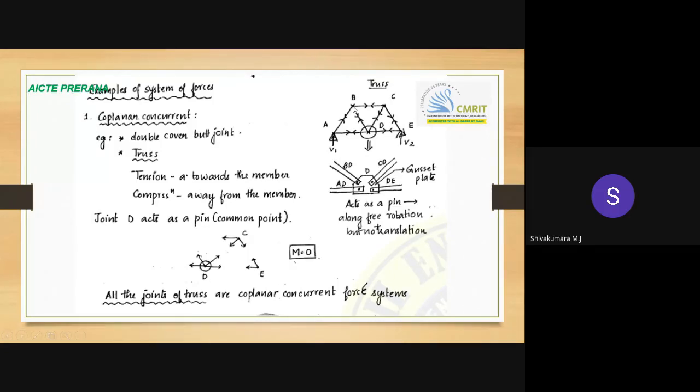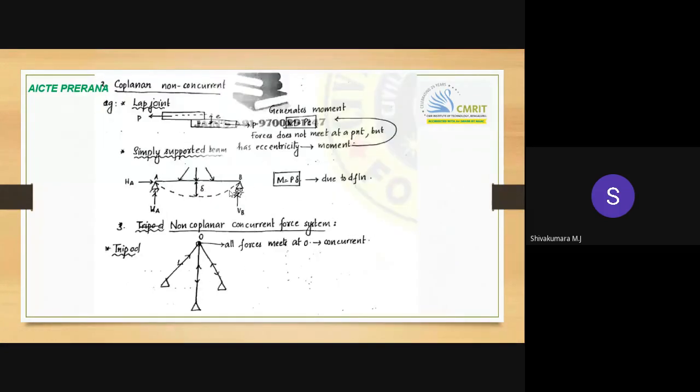And if you consider this as a two-dimensional truss, all these forces will lie in a single plane. Yes, sir. So when you consider a joint of this truss, it becomes coplanar concurrent forces. That is one simple example. And then the coplanar non-concurrent force system: forces lying in a single plane, but not meeting at one single point.